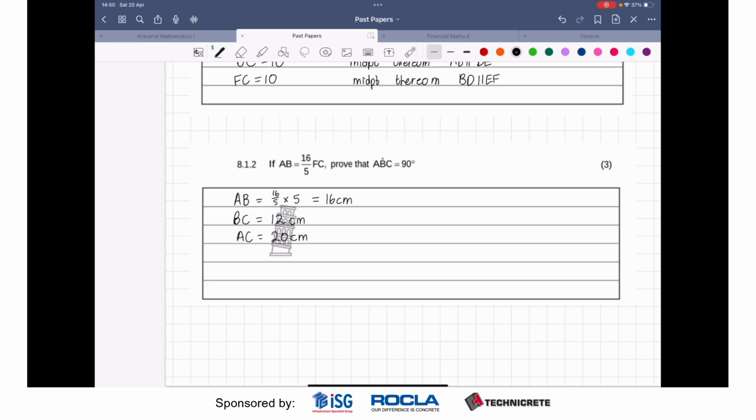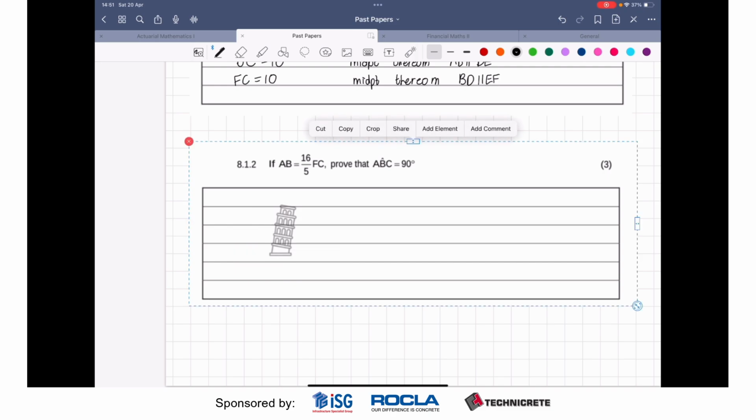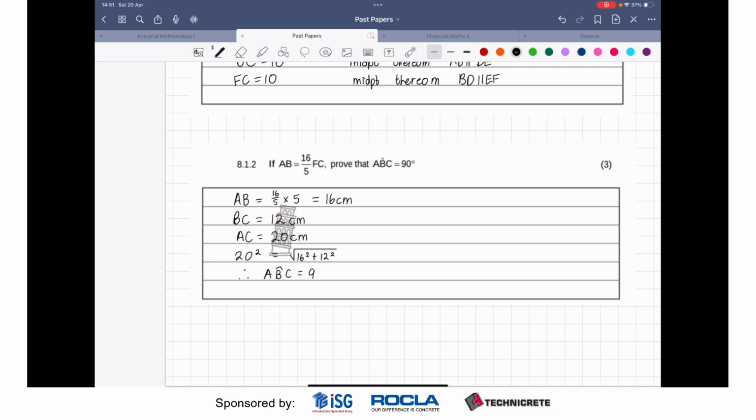Okay, so I want to see if 20 squared is equal to the square root of 16 squared and 12 squared. And you can check in your calculator, it's true. Therefore, that angle B is 90 degrees. And the reason is the converse Pythagoras theorem.